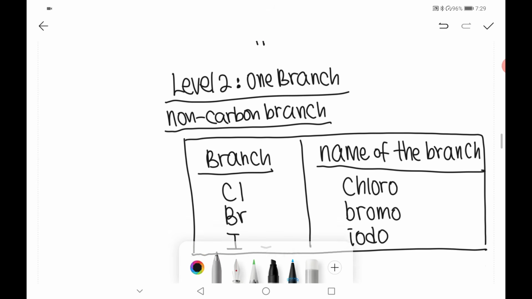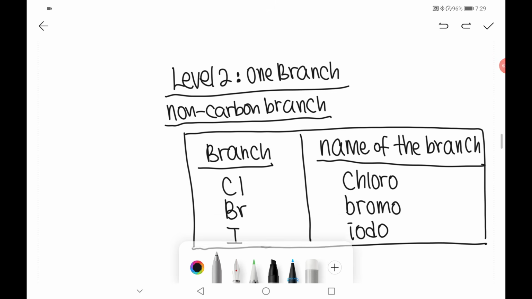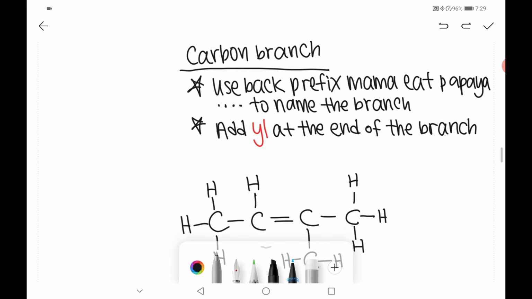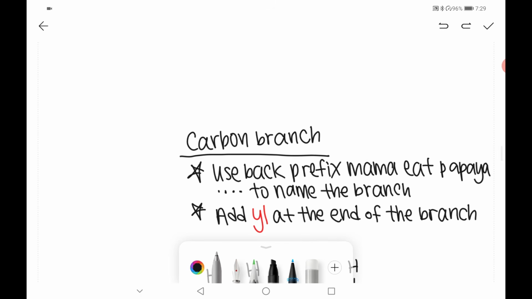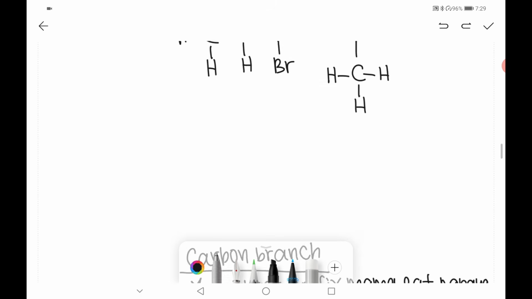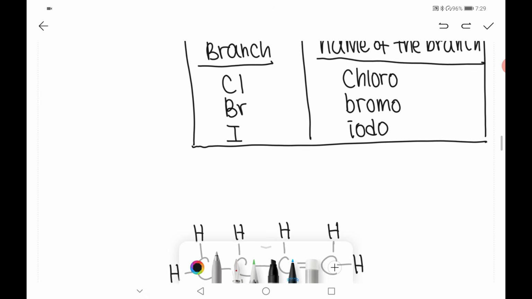So let's move on to level 2. Level 2 is the case where we have one branch. So what should we do when there is one branch? As we learned before, the branch can be a non-carbon branch and also a carbon branch. We learned this concept in alkane already, and the same concept still applies for alkene.